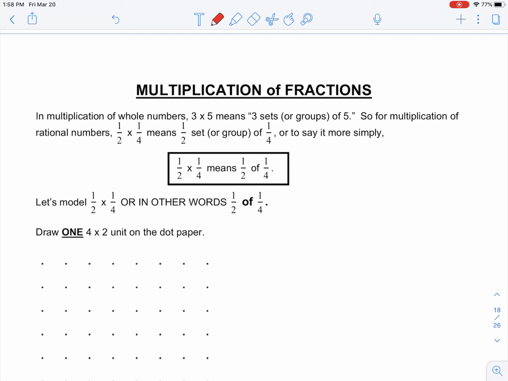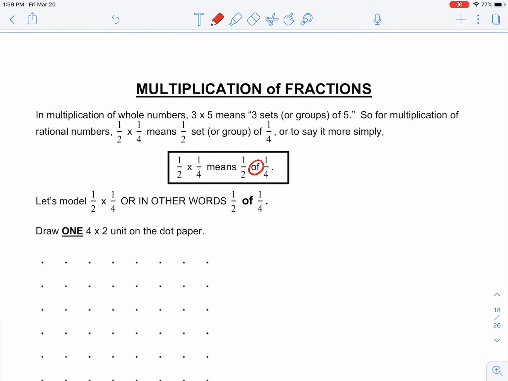Multiplying fractions is completely different from adding and subtracting fractions. And you can remember maybe from the rules for multiplying that they're very different. So let's see why this works. To start off with, you need to be able to think of 1/2 times 1/4 as 1/2 of 1/4. And always mentally think that way.